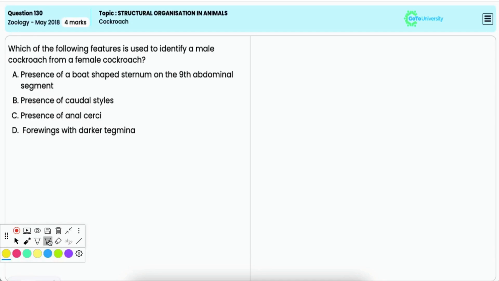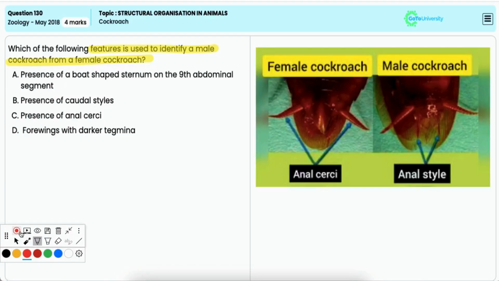In this question, you have to identify the feature that is used to distinguish male cockroach from a female cockroach. Option A, presence of a boat-shaped sternum on the ninth abdominal segment. Now it is incorrect because this is not the distinguishing feature between male and female cockroaches.